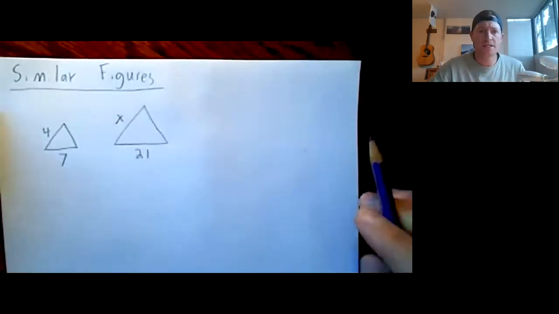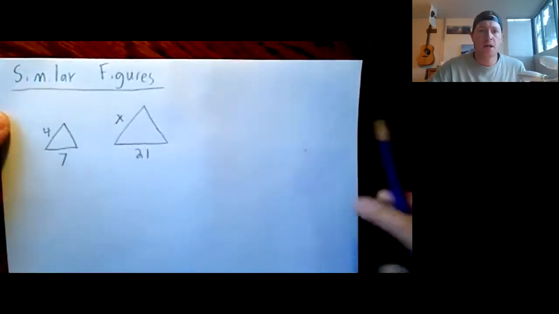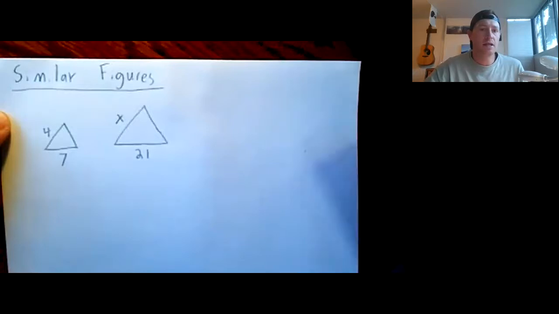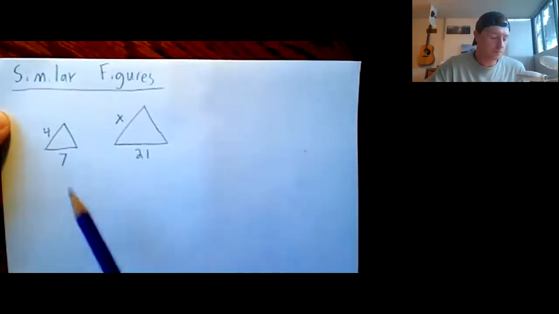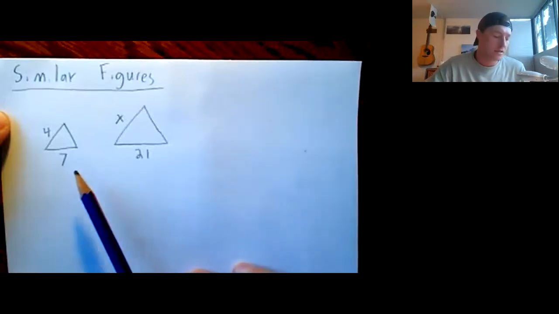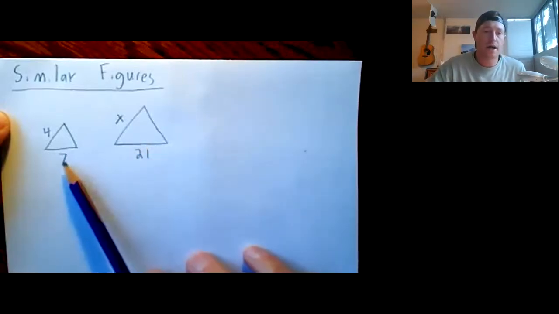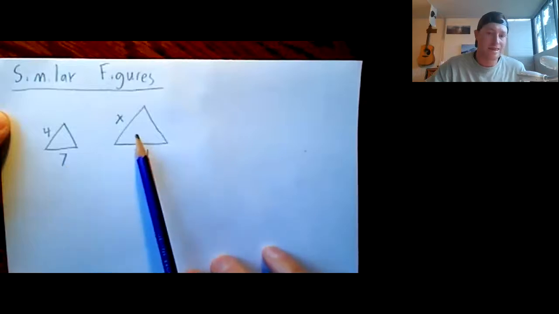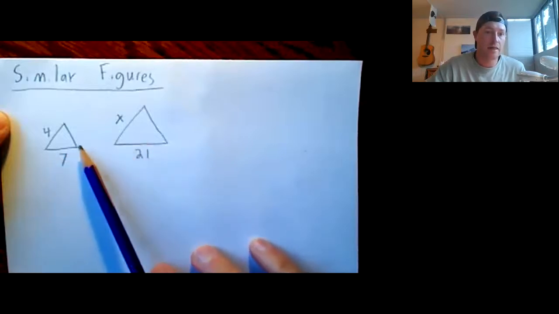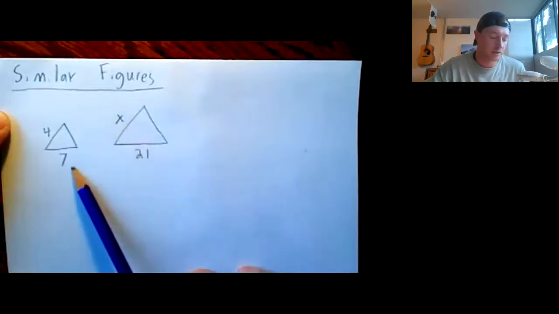So today we're working on similar figures. And similar figures are basically similar to what we were doing yesterday, thinking about models and a smaller version or a bigger version of different things. What we have here is two triangles, and this one is basically a bigger version of this one. And that's what makes them similar.